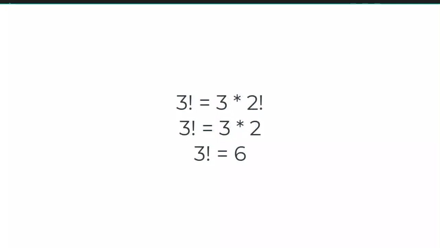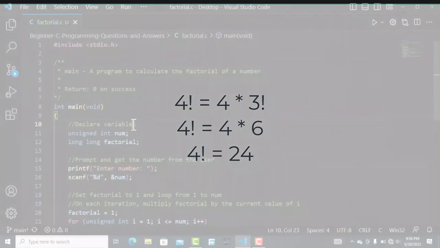And then we can plug that into the factorial of 3 equation, and then we have 3 into 2, which is going to give us 6. And then we can plug that into the factorial of 4, and we have 4 into 6, which is 24. So the factorial of 4 is 24. So this is the mathematical definition of factorials. Now let's see a C program that automates this for us.